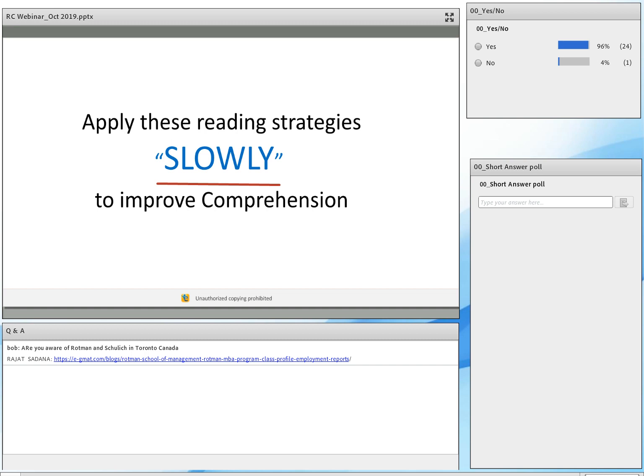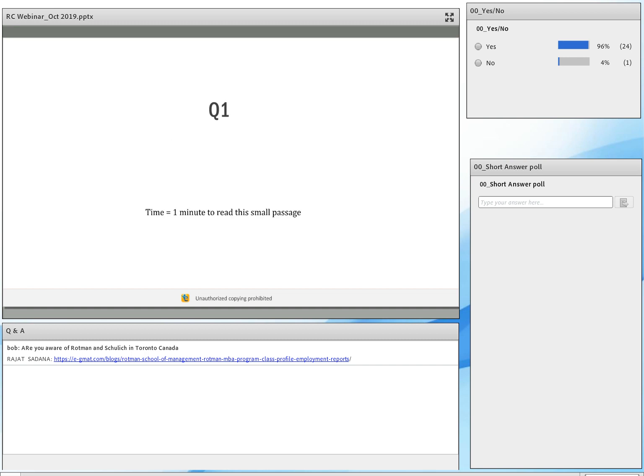Now, I'm going to have you apply whatever method you're comfortable with on this small passage. I'm going to give you a minute to solve this small passage, and then I'm going to give you one question on it. So let's get going. Can all of you click on no over here? This means that you haven't as yet read the passage. That way I know how many people are actively engaged in the passage.